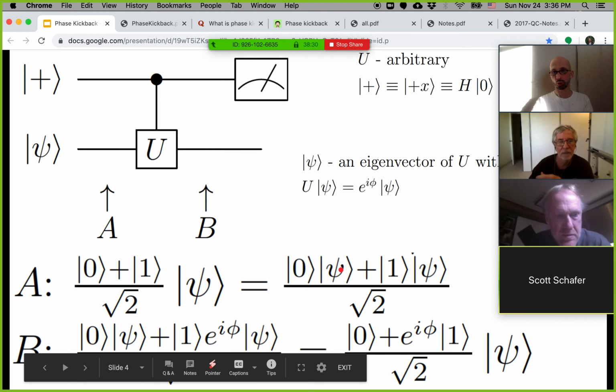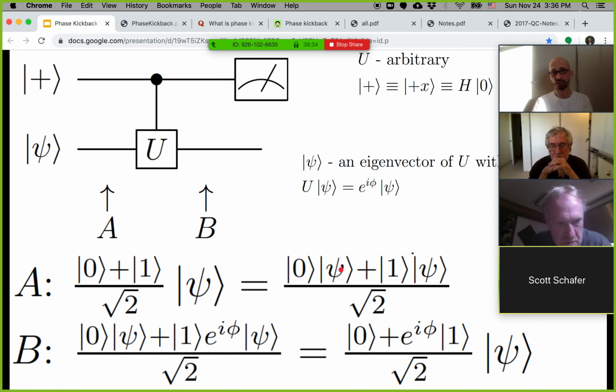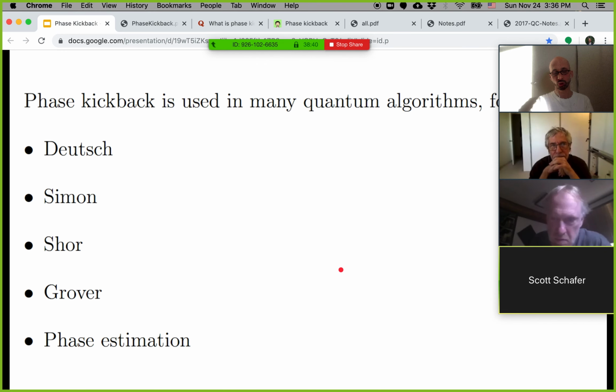Yes, the control qubit changes its phase, and the target qubit remains the same. And this turned out to be very useful in those algorithms, or at least in those.